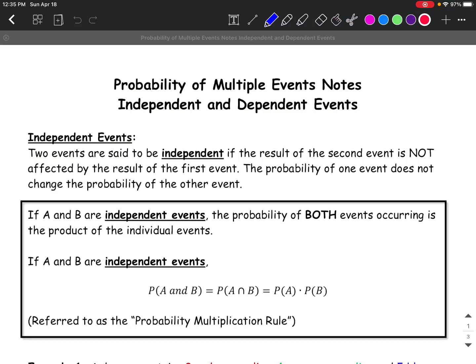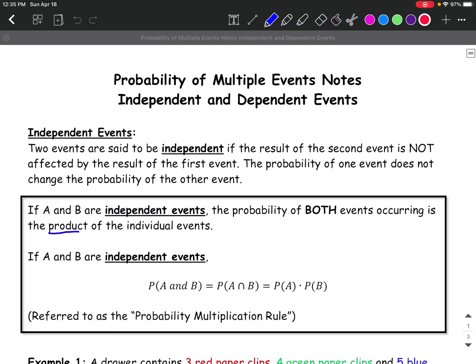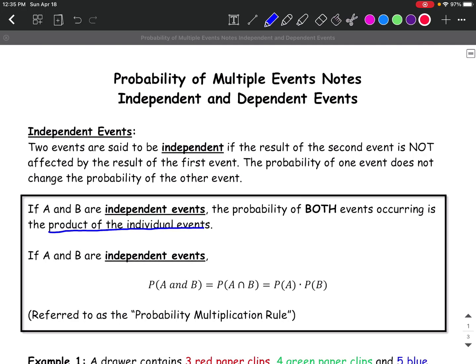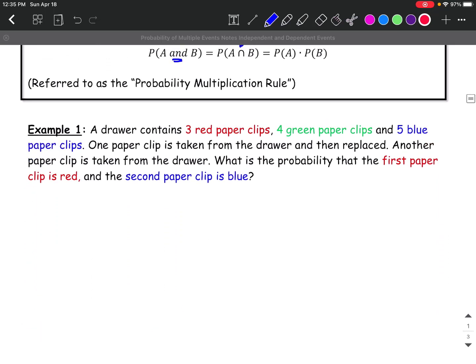Each time the probability is 1/6. It's not changing. So when we have independent events, the probability of both events occurring is the product of the individual events. So remember, the probability of A and B, that's the probability of A intersection, that's what they have in common, B, is the probability of A times the probability of B. This is sometimes called the probability multiplication rule because we multiply. Okay, so let's look at an example.